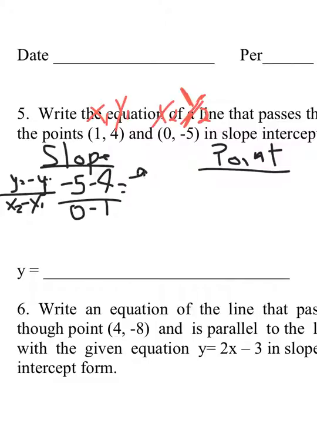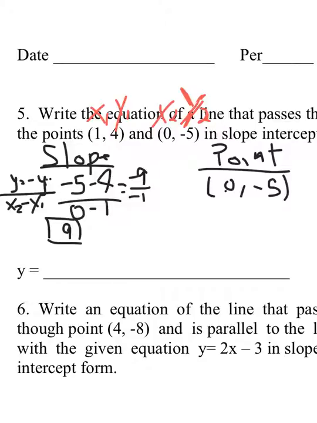Negative 5 minus 4 is negative 9. 0 minus 1 is negative 1. After all this, negative 9 over negative 1 becomes just 9. And that's my slope, positive 9. Now, remember a second ago where I said if you have the y-intercept, it's a lot easier to do this, but you can always use any point. If x is 0, that is your y-intercept, because on the graph, you didn't go left or right, you just went down 5.